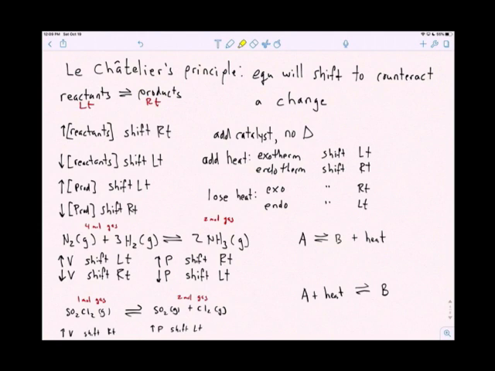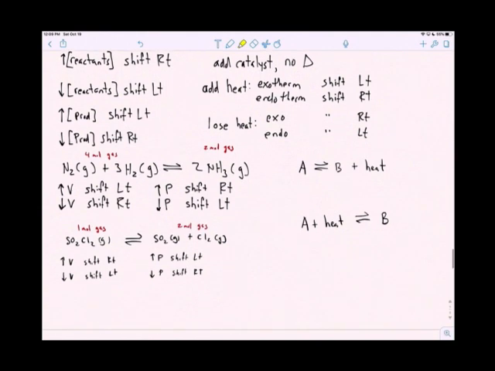And the opposite is true. So if you take heat away, if it's exothermic, you're taking away a product, you shift right to form more product. If it's endothermic, you take heat away, you're taking away a reactant, you shift left. And then let's talk about moles of gas. So it depends on which one you have for volume and pressure.